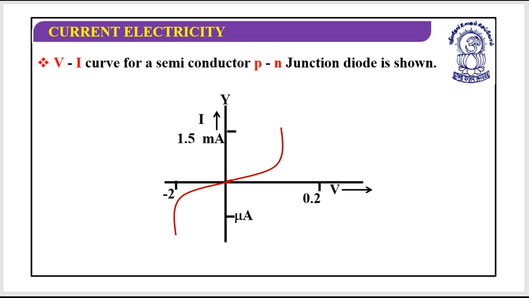Yes, let's look at the VI curve. It's a voltage versus current curve for a semiconductor PN junction diode. This is the voltage, this is the current. Look at this, from here to here we can say it might be directly proportional, but from here onwards it is a non-linear region. Even in this situation this is the non-linear region, so this is not satisfying Ohm's law.